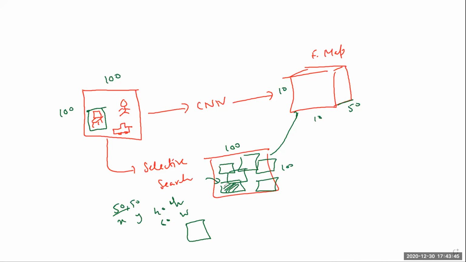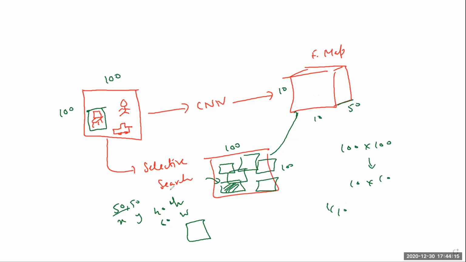Now you can project this box on the feature map by taking into account the downsampling. For example, the original image was 100 by 100 and the output is 10 by 10. So you have gone from 100 cross 100 to 10 by 10. It means the downsampling factor is 1 by 10, right? Because the output is 1/10 of the input. You simply divide these two and you get this factor.